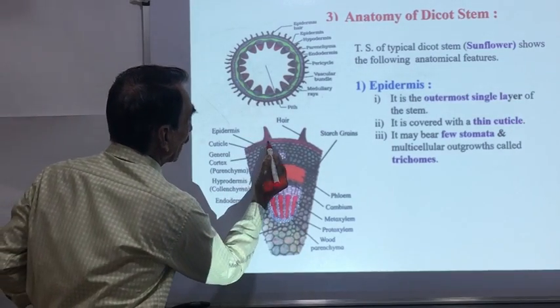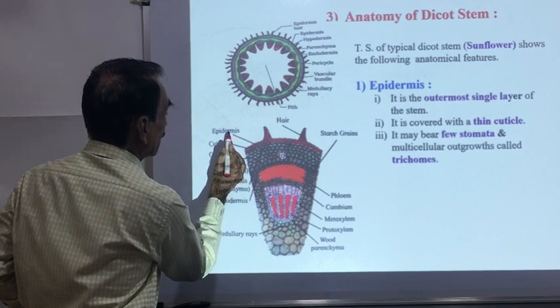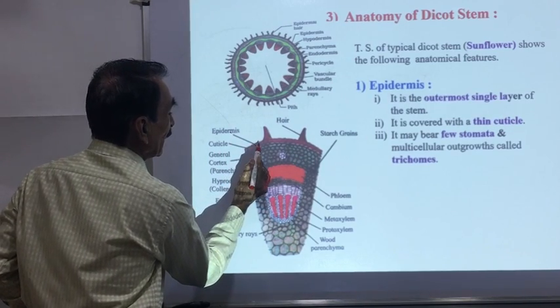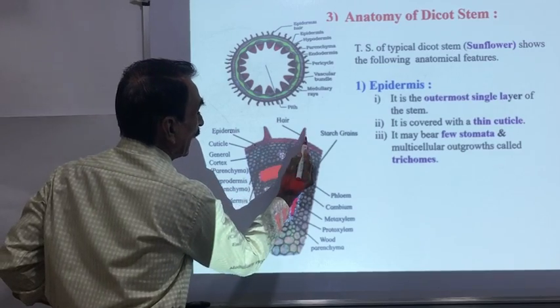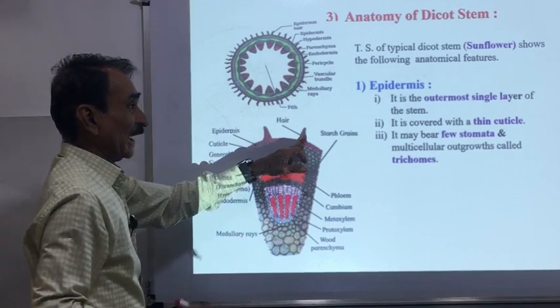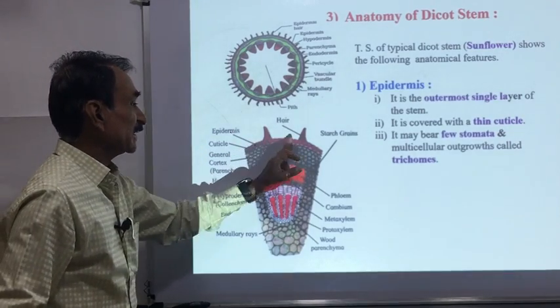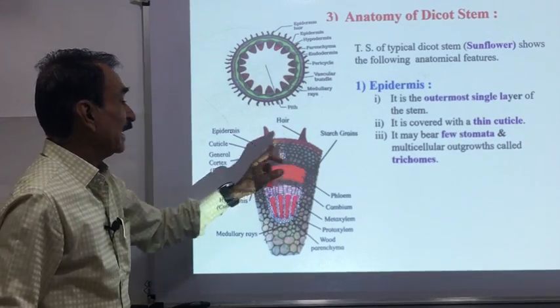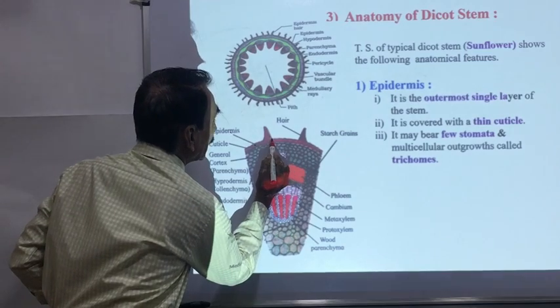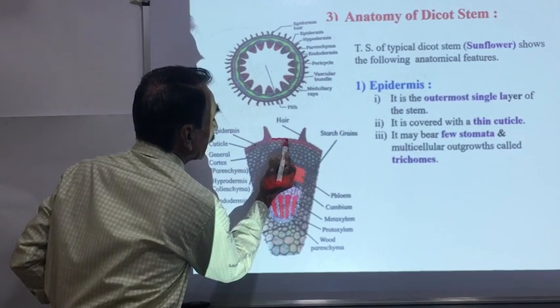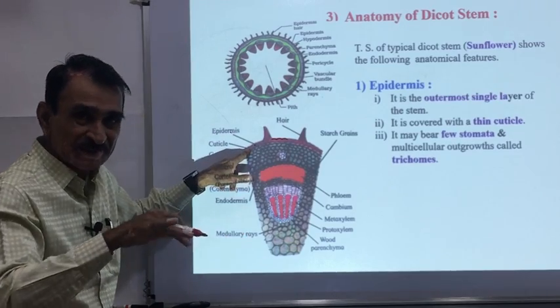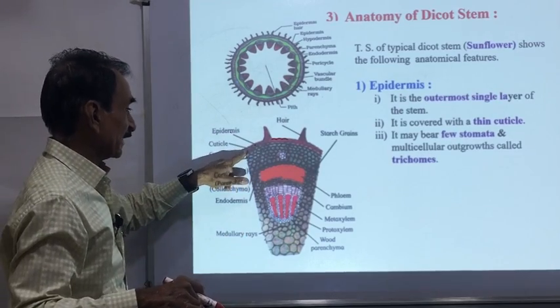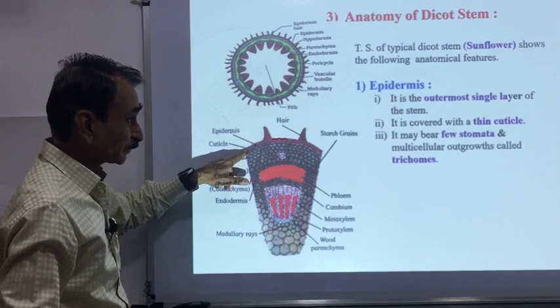The outermost layer is called the epidermis. You can see this is the epidermis. This epidermis consists of multicellular hairs. These are called trichomes. Epidermis is made up of a single layer of cells. It is covered with the cuticle. There is a waxy layer on the epidermal cells, and this waxy layer is called the cuticle.